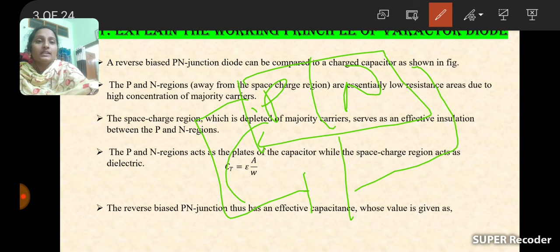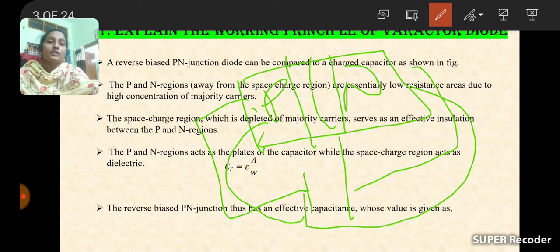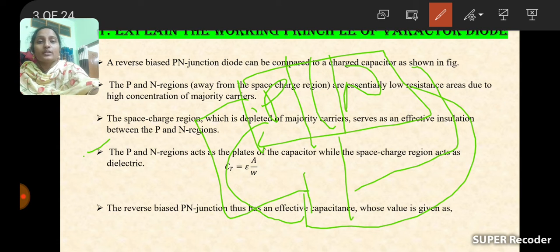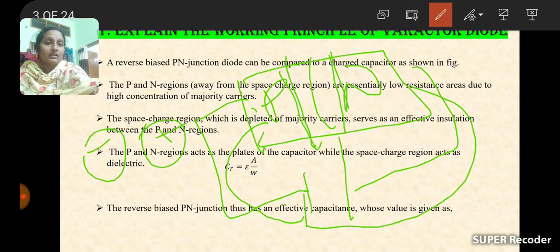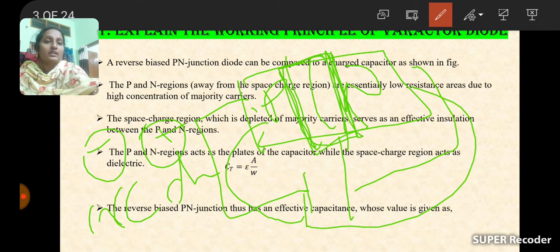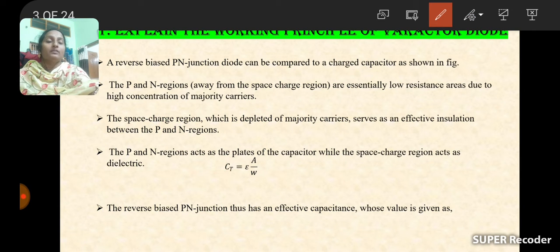So the majority carriers move towards the battery and the minority carriers move towards the junction. In addition to the minority mobile charge carriers, negative acceptor ions and positive donor ions also move towards the junction. Because of these negative acceptor ions and positive donor ions, the width of the potential barrier increases again and again, and finally it works like the dielectric medium of a capacitor. So a reverse-biased PN junction diode is equivalent to a capacitor.